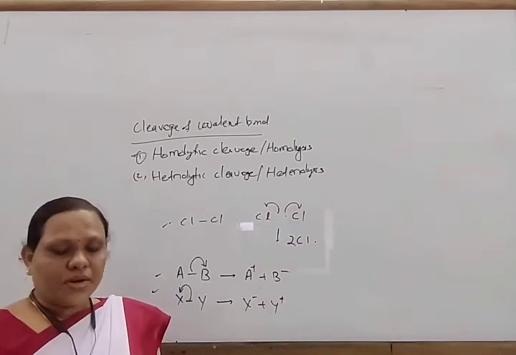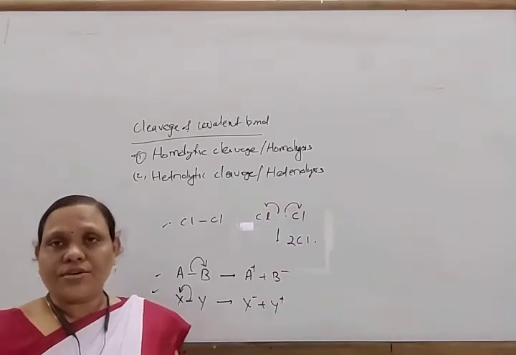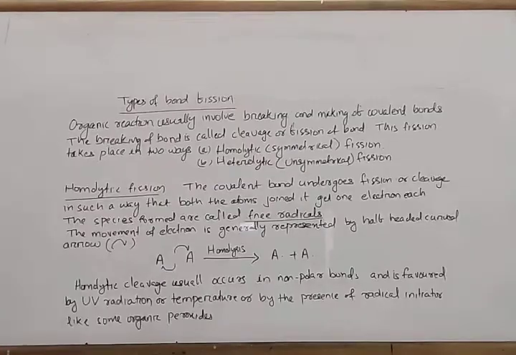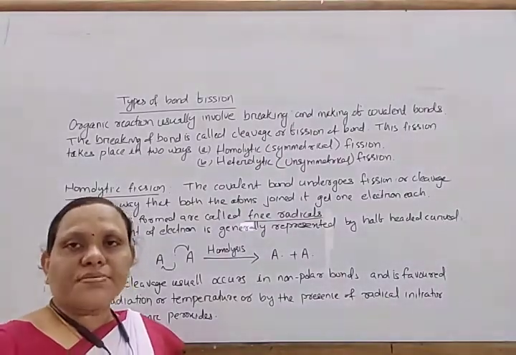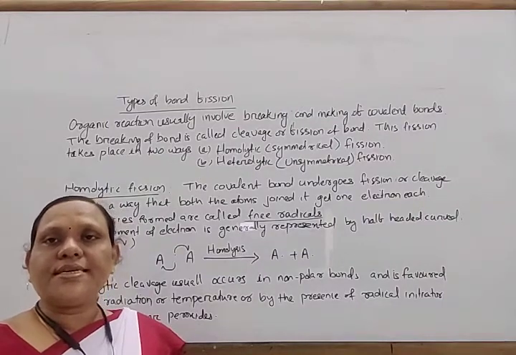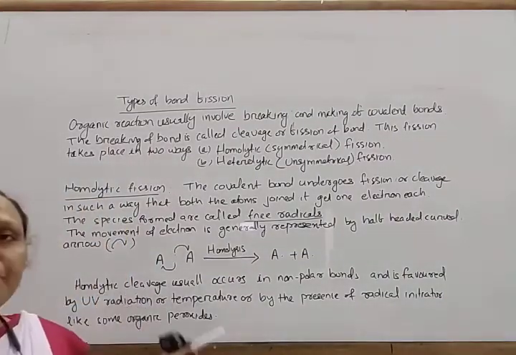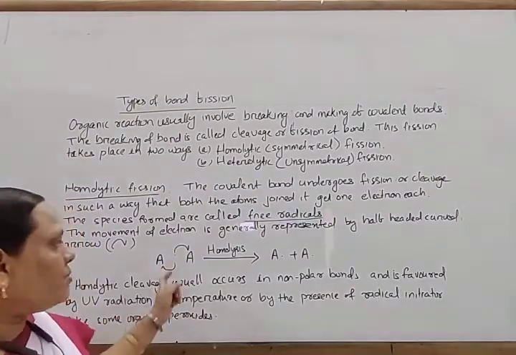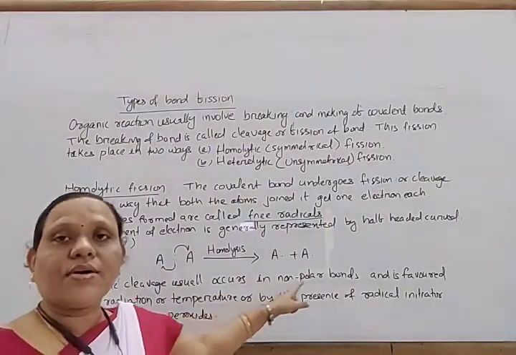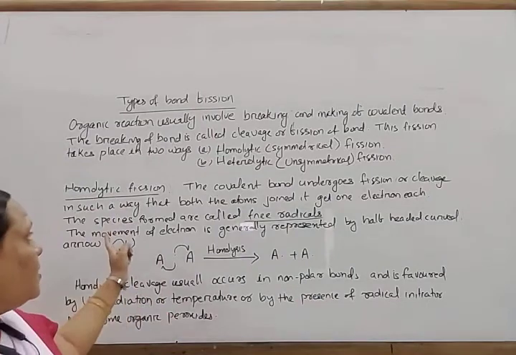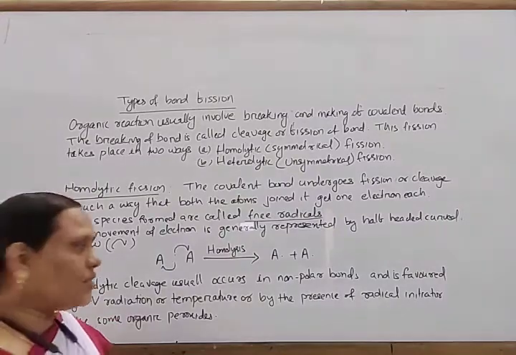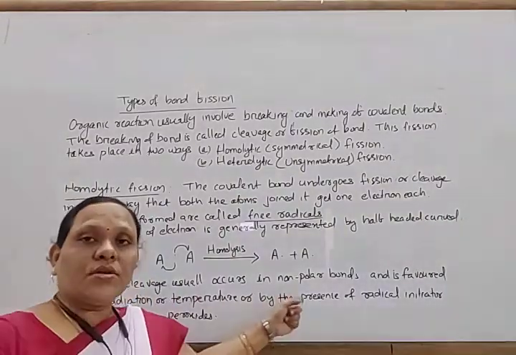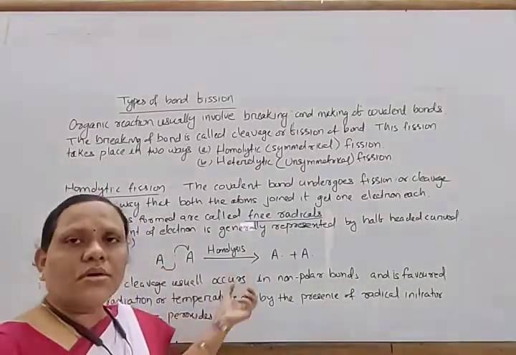First note down these points, then we'll go for the reaction intermediates. Types of bond fission: organic reactions generally involve the cleavage of bonds. Cleavage takes place in two ways, homolytic and heterolytic. When the shared pair of electrons is equally distributed between two atoms, so that each atom gets one unpaired electron, that is known as homolytic cleavage or homolysis. This is also called symmetrical fission, and usually takes place in a non-polar bond. The atoms may be the same or different.